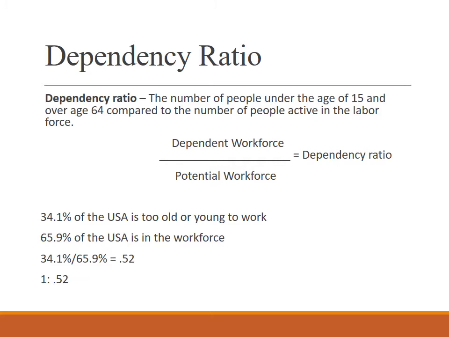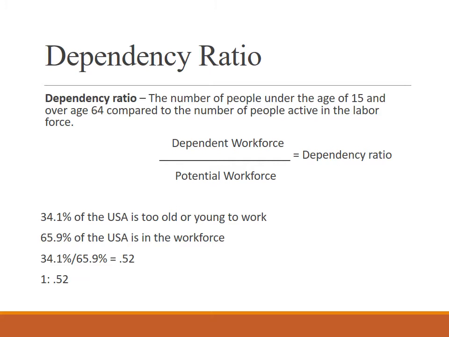The dependency ratio is a simple calculation. You can figure it out by dividing the dependent population by the potential workforce. So if we do this for the United States, something like 34.1% of the USA is too old or too young to work. 65.9% of the USA is in that potential workforce category. You do the math, you should get a number around 0.52. That means for every one worker in the United States, they are supporting about half of another person, right?